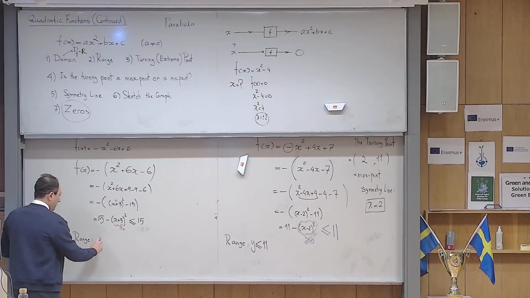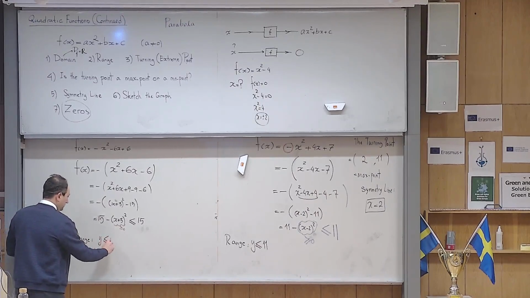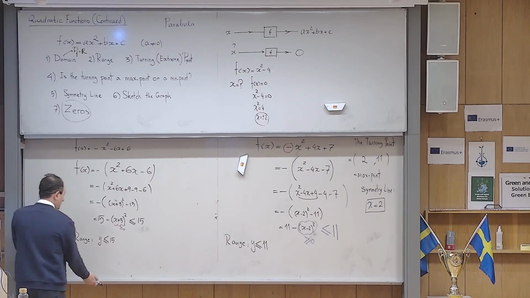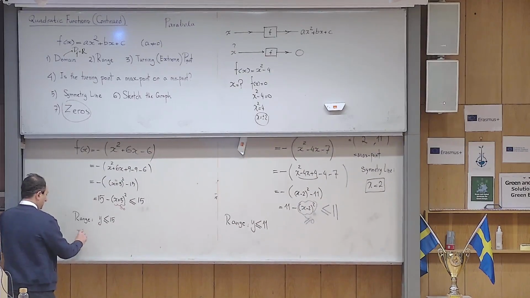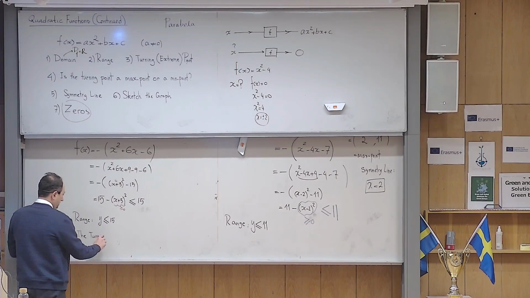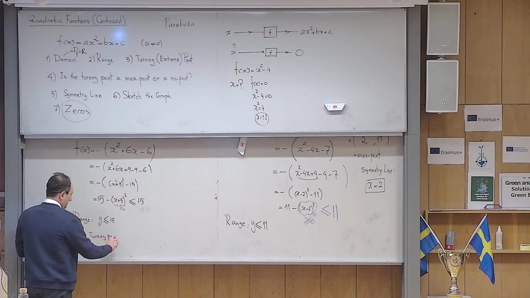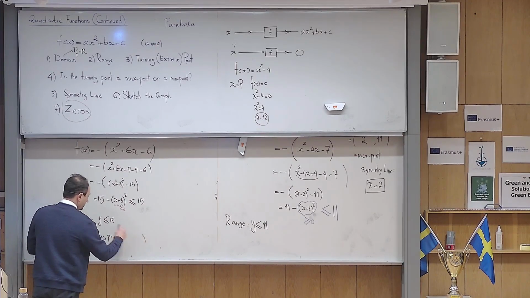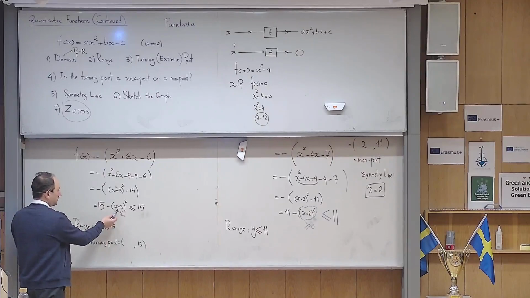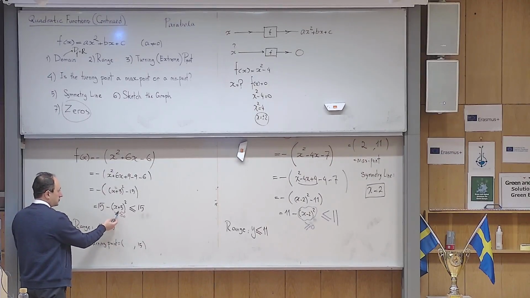The range is y less than or equal to 15. When you say less than or equal, so the turning point is what? The turning point is the y value is 15. The x value, you go back here. For which value of x do I reach 15? Minus 3.